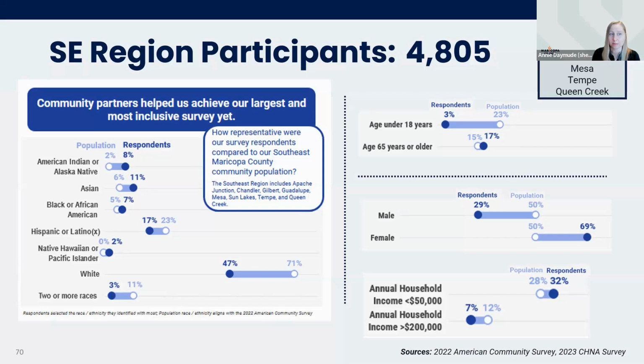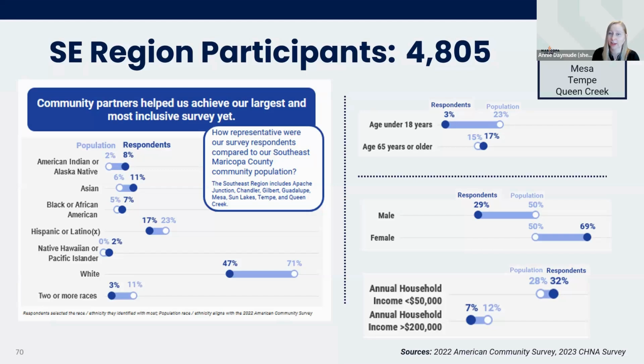As we look at this, the population in the light blue demonstrates the percentage of people in the Southeast region who identify with the specific demographic. So 2% of people living in the Southeast region are American Indian or Alaskan Native. Out of all the people who took the survey in the Southeast region, 8% were American Indian or Alaskan Native. So what that means is that we were able to reach, with our community's help, a higher proportion of our American Indian, Asian, Black or African American, and Native Hawaiian or Pacific Islander residents than you would have expected based on just the overall population proportion. What that means is that we have higher numbers to look at the responses of these different groups and have more information about how they're affected by their health and environment.